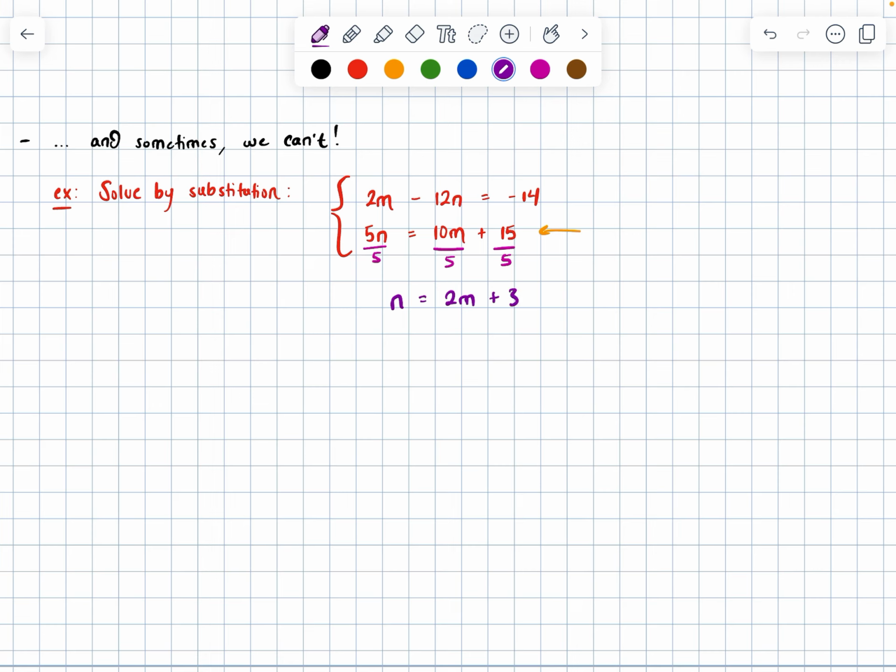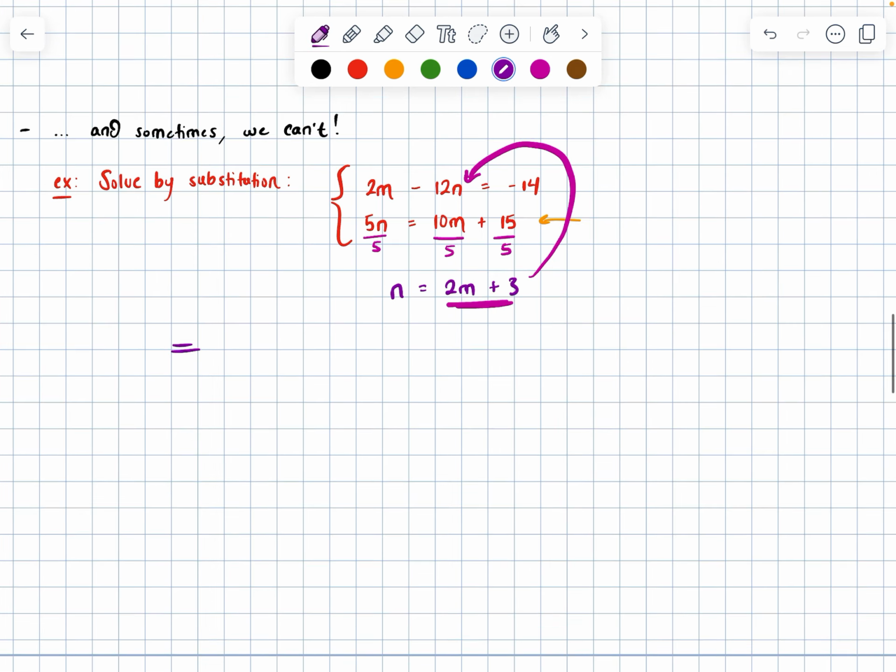n is equal to 2m plus 3. And now that n is equal to 2m plus 3, well, I can take that 2m plus 3 and plug it in for the n in my first equation. Cool. So by substitution, I can show that 2m minus 12 times n, but n we've just shown is the same as 2m plus 3, which is equal to negative 14. Now all I've got to do is solve for m. Take 2 minutes, pause the video, solve for m, use that value to solve for n. Go.